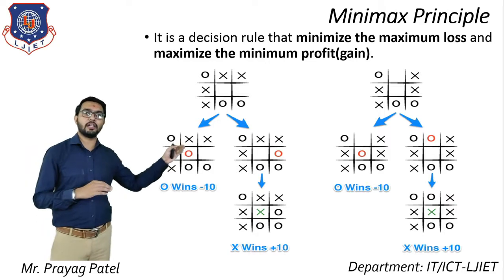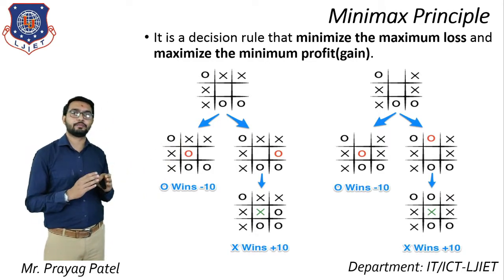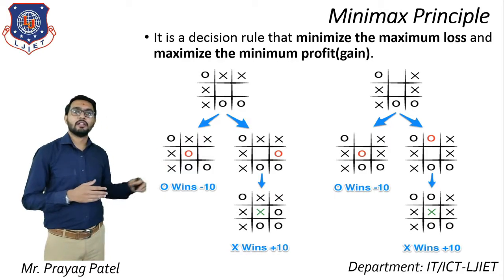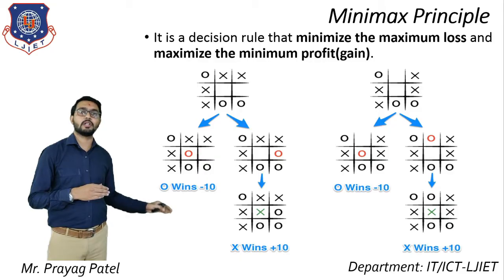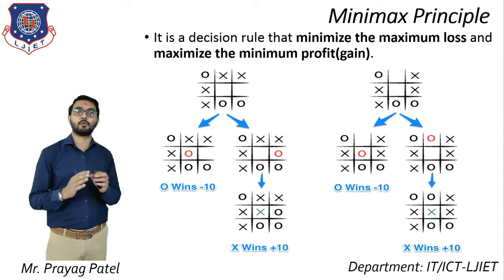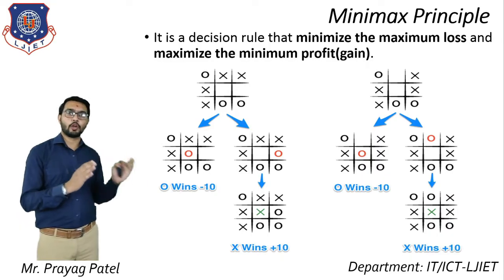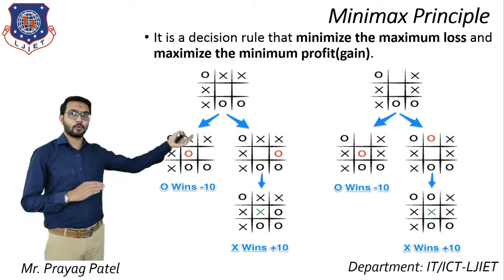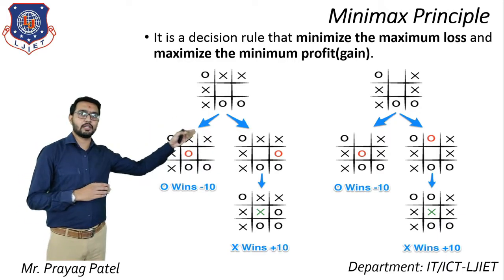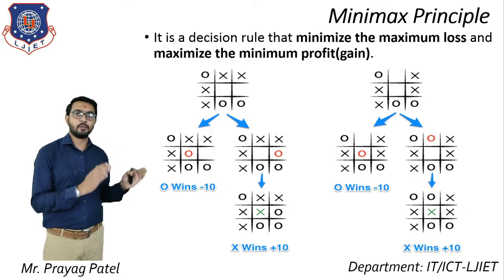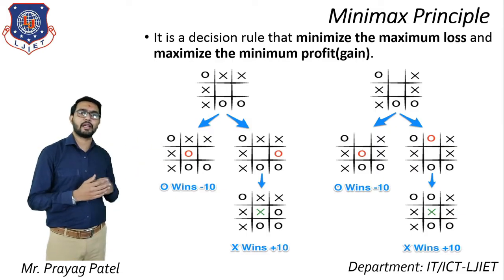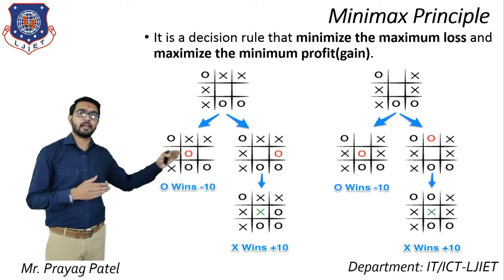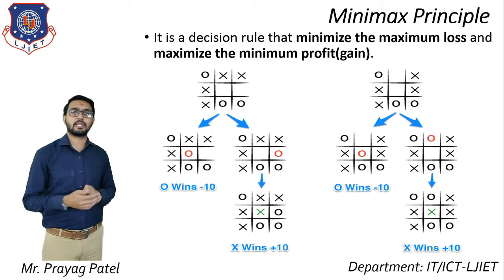Consider the other way. After performing 0 at your next location, the next turn is for the cross player. If the cross player puts a cross at this particular position, then this position is a winning position. So consider the cross player wins and assign the point as +10. The same goes for the second possibility. In the first case, the 0 player is the winning player, so the point for the 0 win is -10, and if the cross player is winning, then cross wins equals +10.